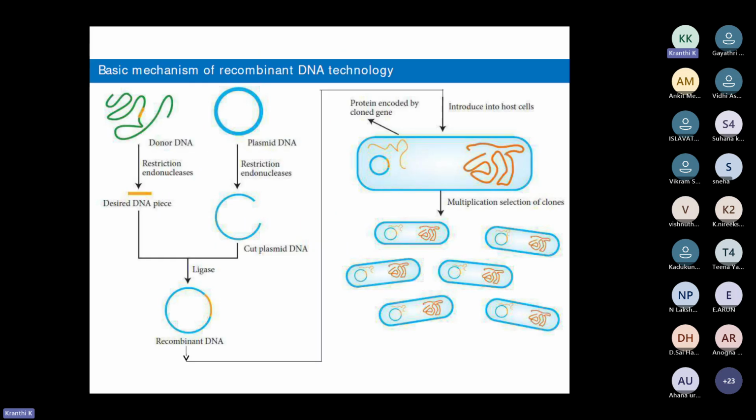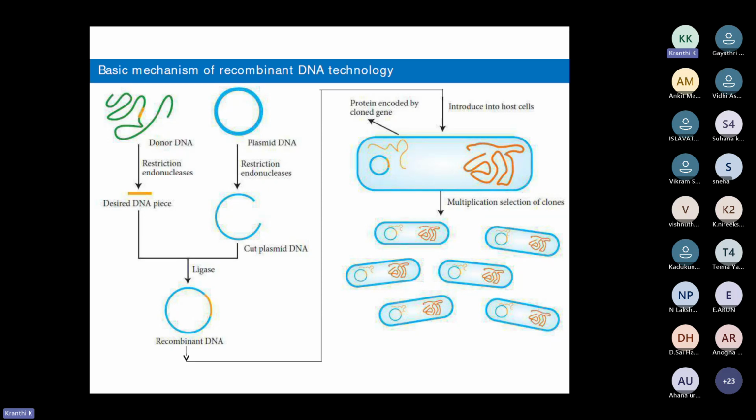You'll understand. First donor, the green color content is a donor DNA. Okay, so donor DNA contains a small part of the DNA, right? So what is the DNA? That's called a desired DNA piece. See, for example, let us assume how the insulin is prepared. You know about the insulin, right? It's a normal example.